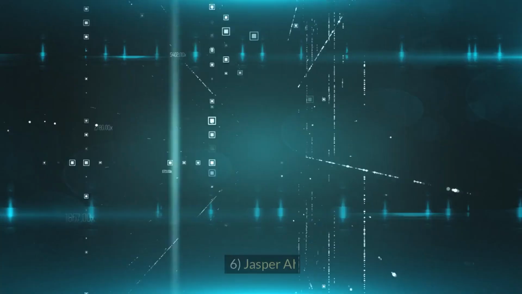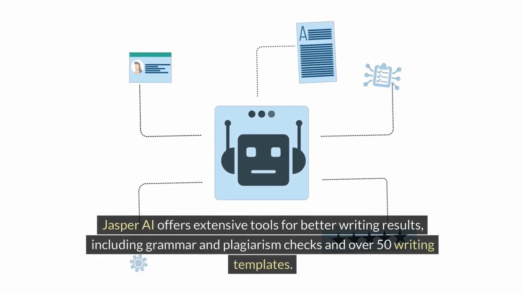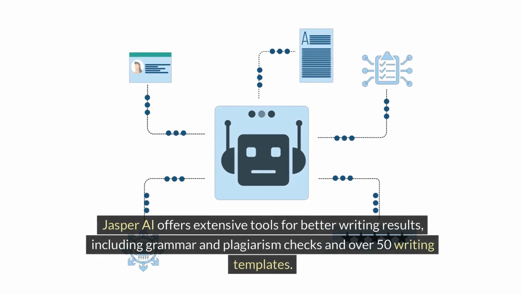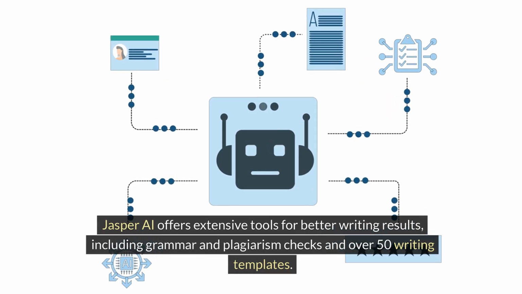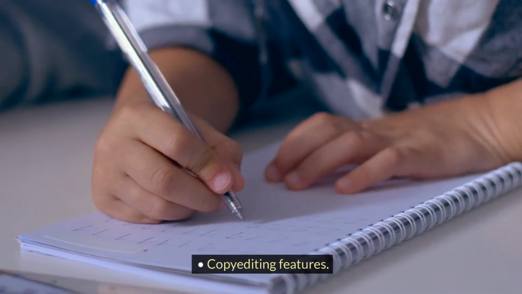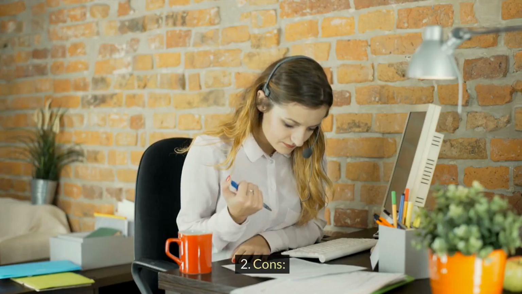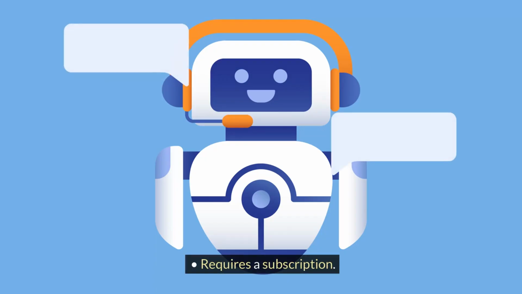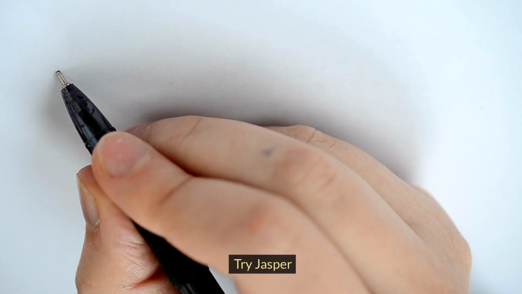Try Notion. 6. Jasper AI. Jasper AI offers extensive tools for better writing results, including grammar and plagiarism checks and over 50 writing templates. 1. Pros. 50 different writing templates. Copy editing features. Plagiarism checker. 2. Cons. Requires a subscription. Steep cost.